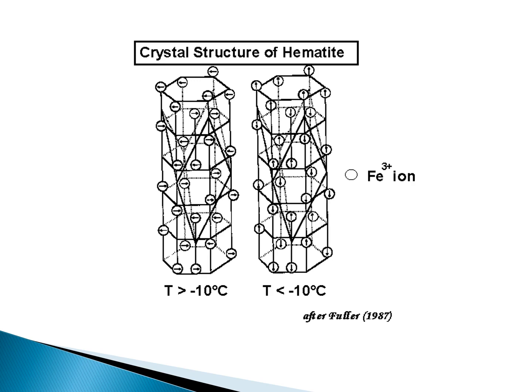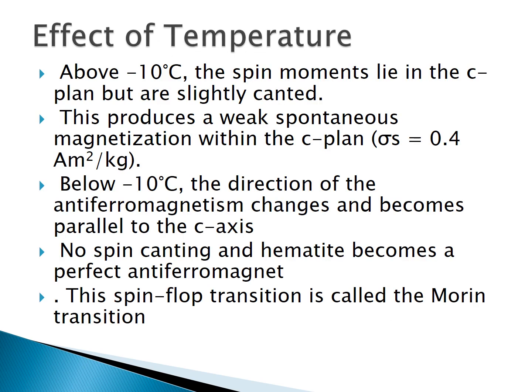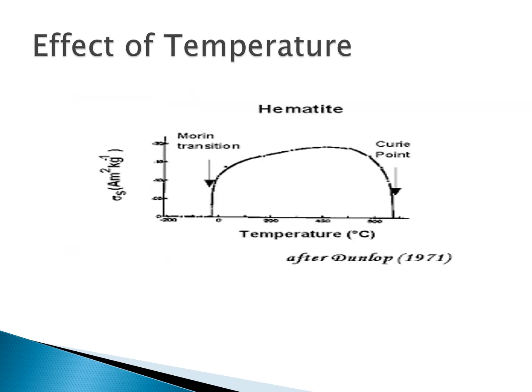But when the temperature is less than -10 degrees Celsius, in the right structure, the magnetic moment and the hexagonal structure are not in the same plane, but perpendicular to each other, and it will show different phenomena than the other structure. Above -10 degrees Celsius it will be slightly canted, but below -10 degrees Celsius there will be no canting. Thus this spin flip transition is called the Morin transition.